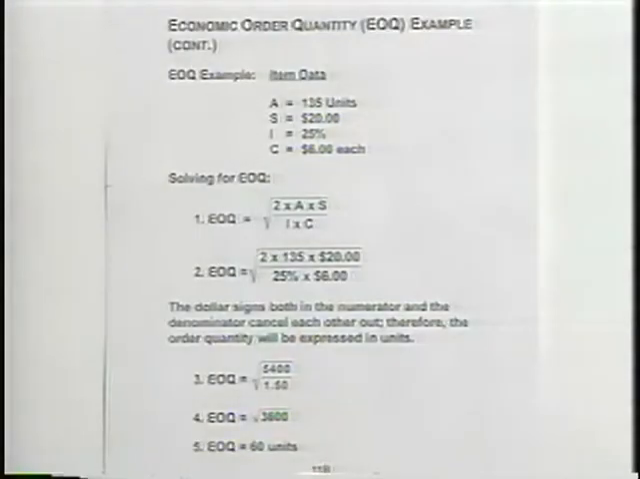Now, I mentioned earlier that I will show you how to develop turnover by individual part number. Looking at the annual usage of 135 and dividing the order quantity into the annual usage, in this case 135 divided by 60, you could see we're going to have a little over 2 turns a year for this particular example. But remember, 2 turns a year for this example is the most economic way to purchase it.